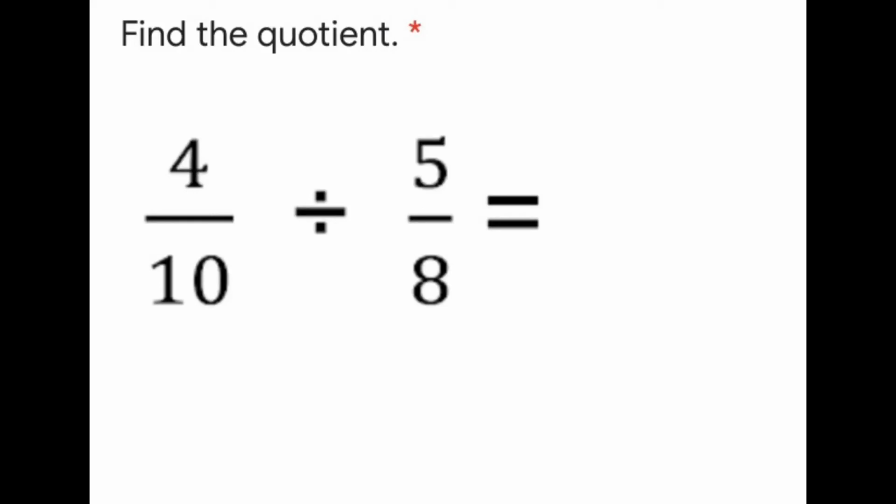Find the quotient. Here we are dividing fractions. You need to keep the first fraction, switch your division to multiplication, and switch the second fraction. After you multiply straight across, you need to then simplify or convert your improper fraction to a mixed number.